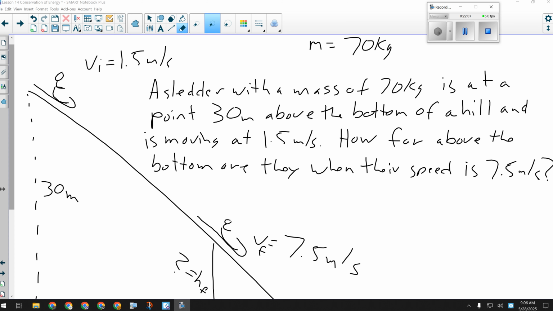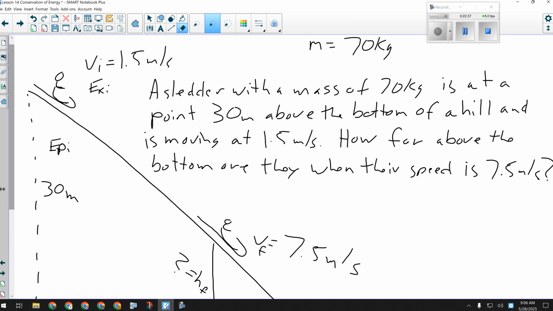So the sledder starts at the top of this hill. We know the hill is 30 meters tall. Do they have potential energy at the initial point? They do. So we can say that yes, they definitely have EP initial. It also says that they're moving at 1.5 meters per second at the top of the hill. So do they also have initial kinetic energy? Yes, they do.